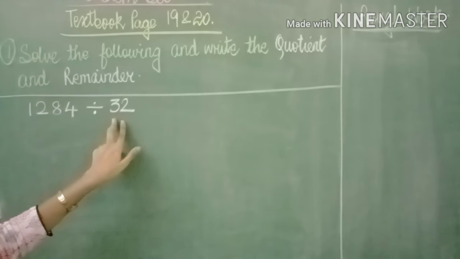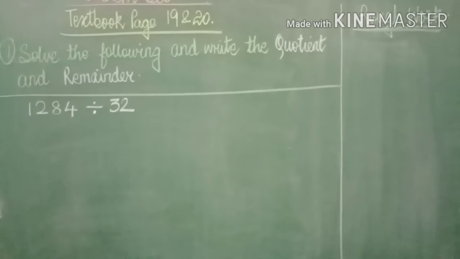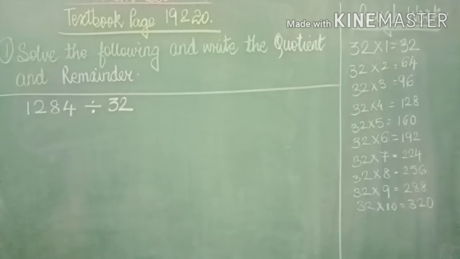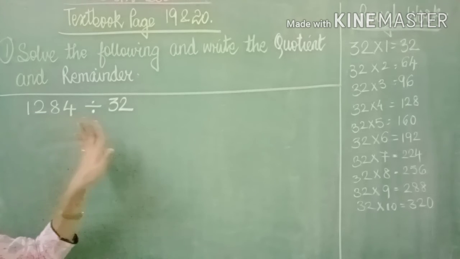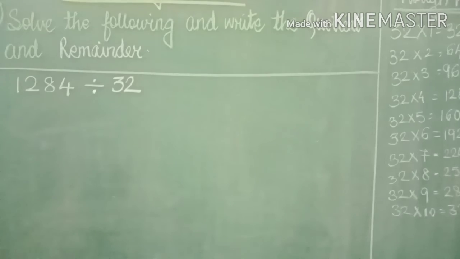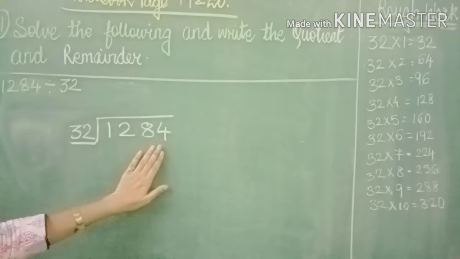So we will be writing the 32 table in the rough work. As you can see on the right hand side, I have made a rough work and I have written the entire table of 32. So we are going to first divide 128 by 32. Okay students, let's start. As you can see, 32 is the divisor and 1284 is called the dividend.